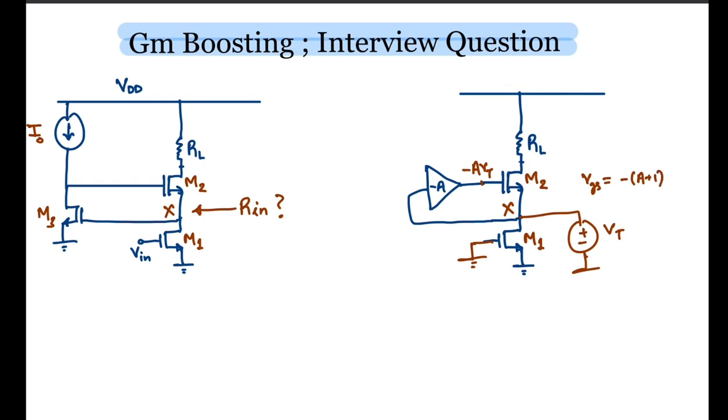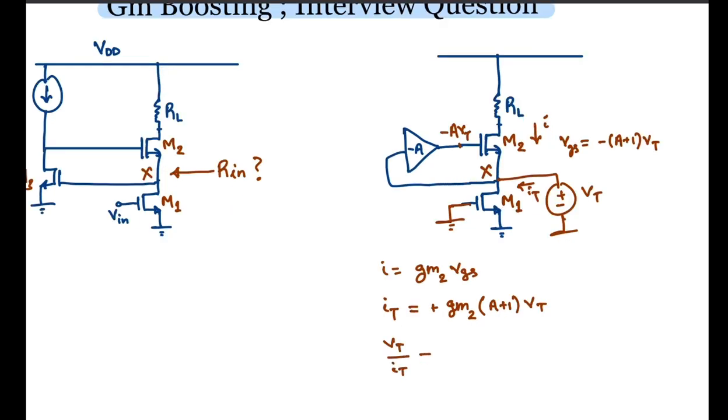Thus, the VGS of M2 is minus (A plus 1) times Vt, which drives it to pull a current of gm2 times (A plus 1) times Vt. Neglecting the gds of M1 and M2, we can thus comment that the effective input resistance is 1 over (A plus 1) times gm2. It is as if the gm of M2 is boosted by the factor of A plus 1.